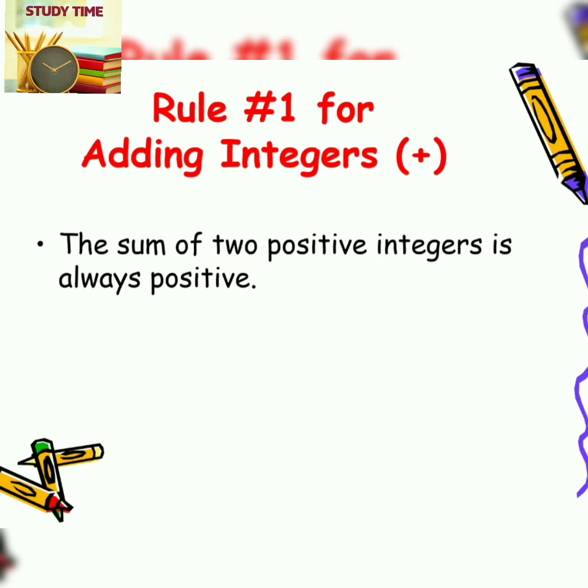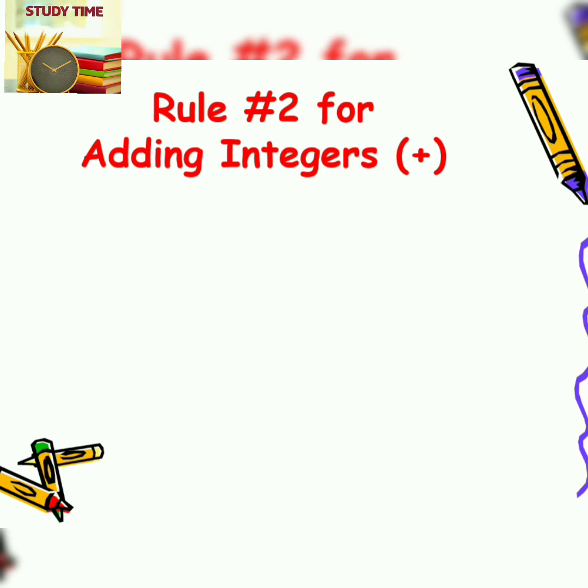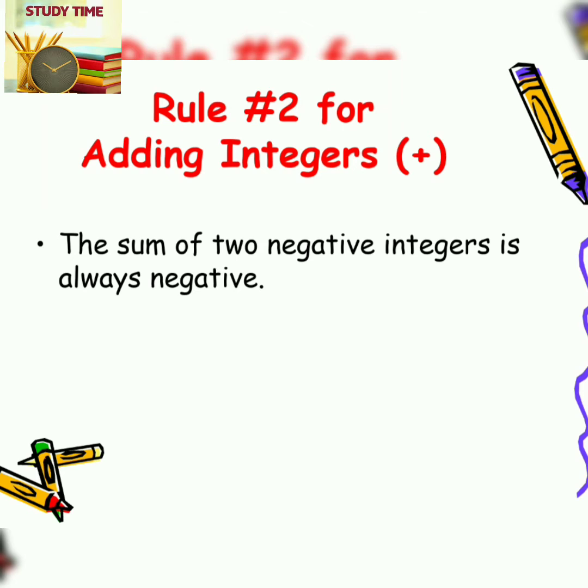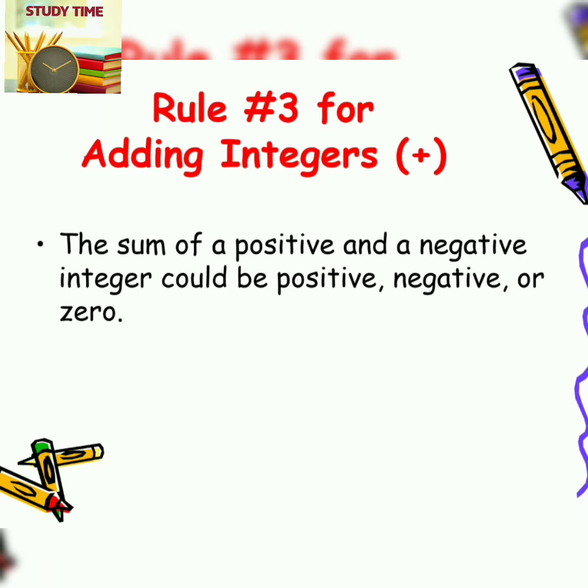Rule 1 for adding integers is the sum of two positive integers is always positive. For example, 5 plus 1 is equal to 6. Rule 2 for adding integers. The sum of two negative integers is always negative. For example, -5 plus -1 is equal to -6. Rule 3 for adding integers. The sum of a positive and a negative integer could be positive, negative or 0.